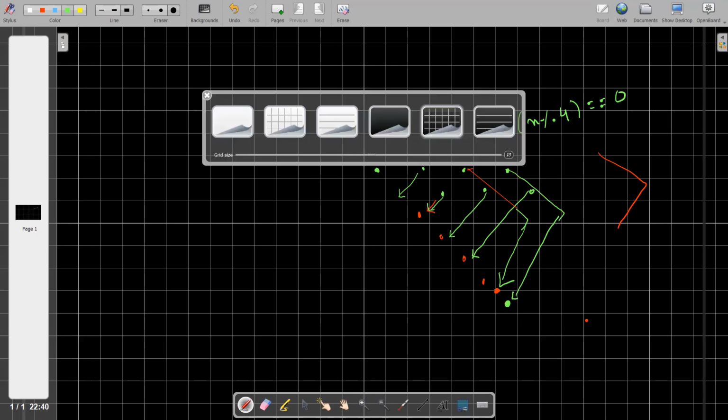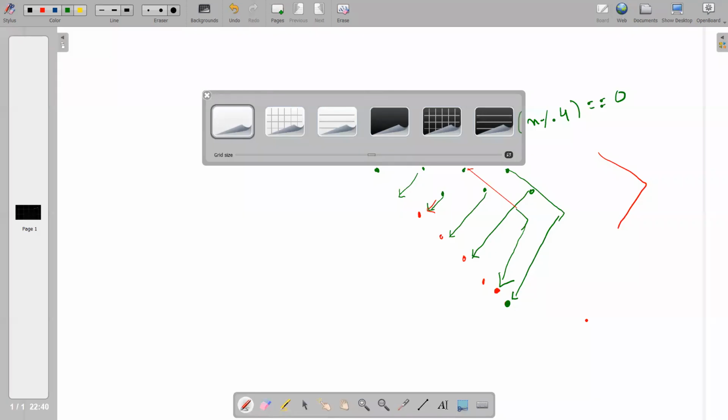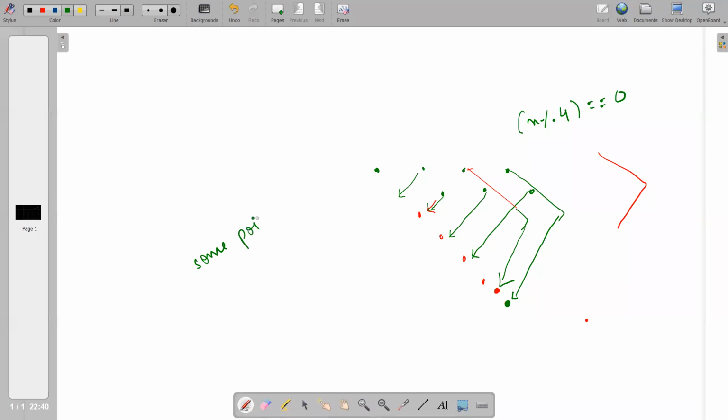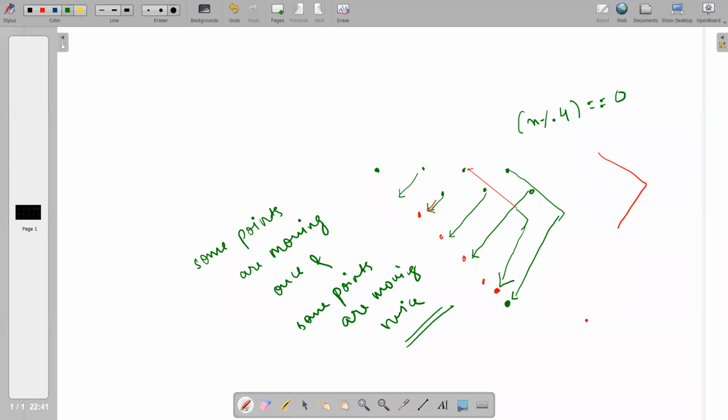here the first thing that is going on is some points are moving once. And some points are moving twice. Now the point is, to whom you will move twice, like how many points you will move twice and how many points you will move once.